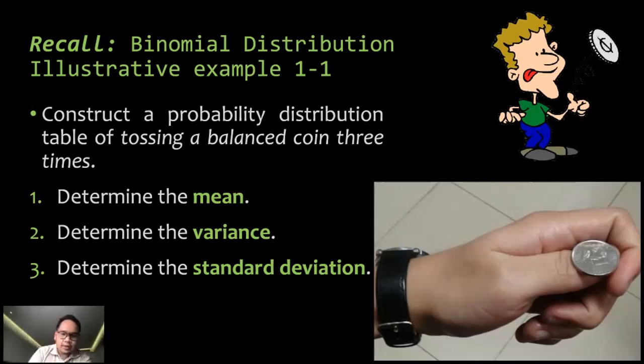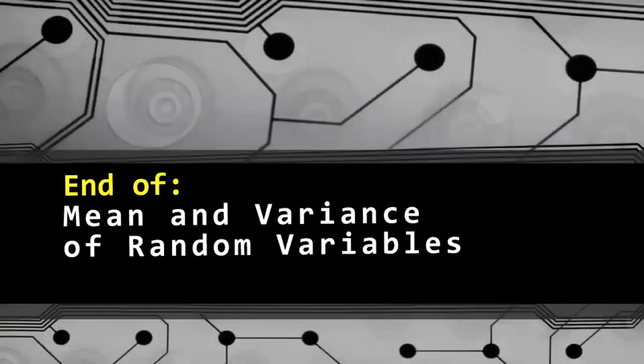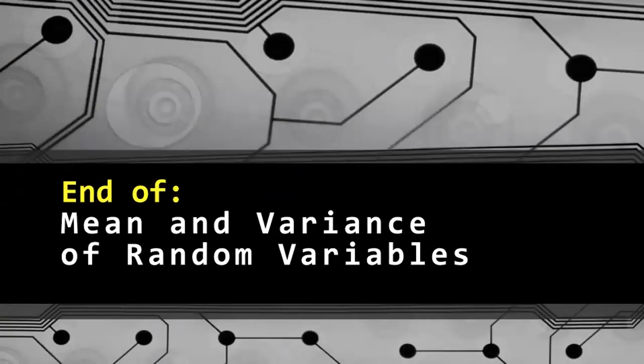So that's it for the mean and variance of random variables and of course for the binomial distribution. We will be ending our lessons here, I suppose, with Poisson probability distributions, which is an approximation of the binomial process as n goes to infinity.